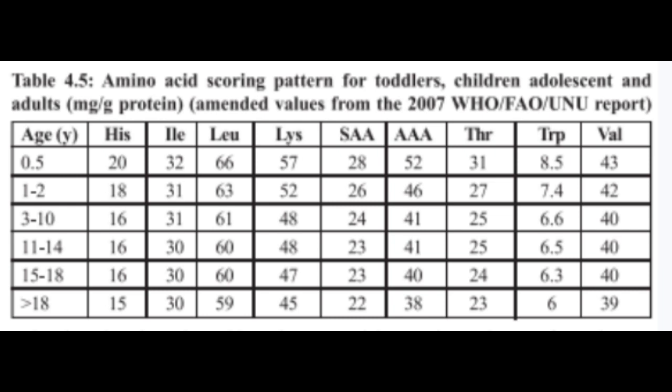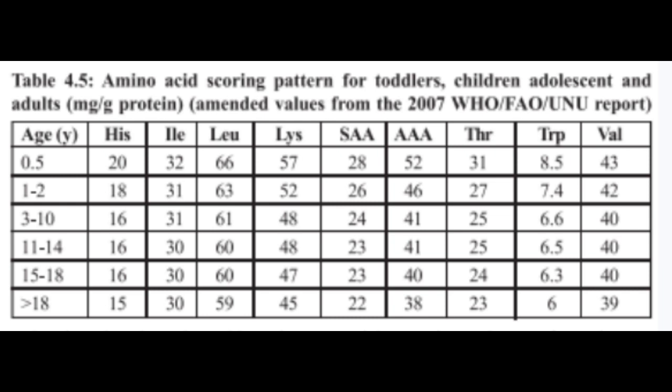Amino acid score is expressed as the ratio of mg of amino acid in 1g of test protein to mg of amino acid in reference protein. Amino acid score, AS, is equal to mg of amino acid in 1g of test protein upon mg of amino acid in 1g reference protein.